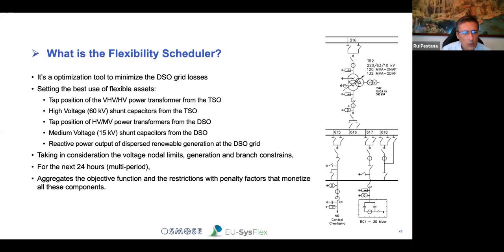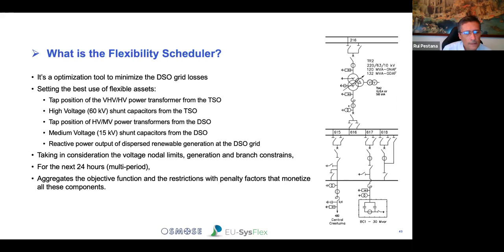And also because of the embedded generation, we can also have some way to control the reactive power contribution from the dispersed generation. Okay, this software, of course, will take into consideration the constraints of the grid related to voltage and nodal limits, okay, and also the generation limits and also the branch limits, okay. And it will simulate for 24 hours, so it's really a multi-period optimization. So it's not just looking at the next hour, it's looking at the next 24 hours.